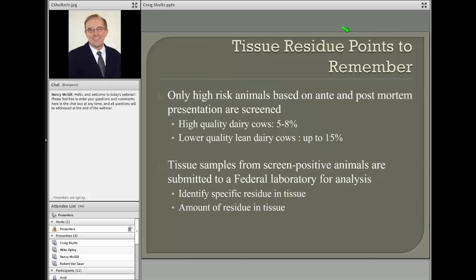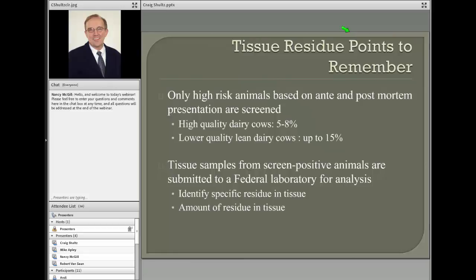With lower quality lean dairy cows, a lot of transition cows that you typically see in some of our large dairy cow plants, you can get up to a 15% incidence of those at-risk antemortem and postmortem conditions. Tissue samples from screen-positive animals are submitted to a federal laboratory for analysis. We do screening in the test in the plants. That screen only tells us that there's the potential for a violative residue to exist, but to actually determine what that residue was and the amount that was there requires qualitative and quantitative analysis at a federal laboratory.